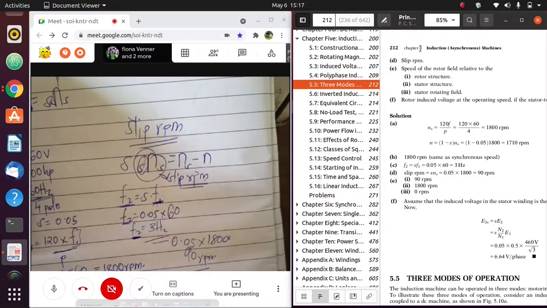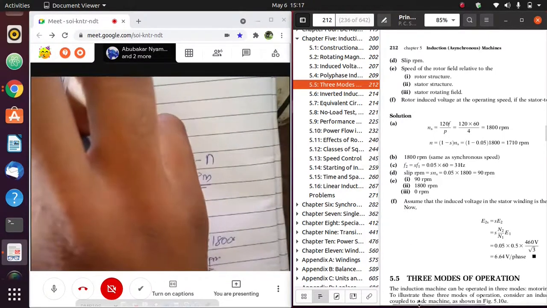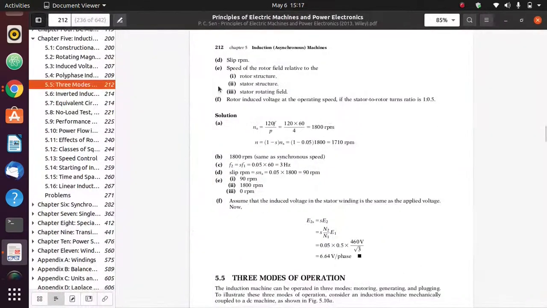Okay. Now you're told to assume that... Let me look at this question. Assume that the rotor induced voltage at the operating speed. You're told to determine the rotor induced voltage E2s when it is operating, if the stator to rotor turns ratio is 1:0.5.